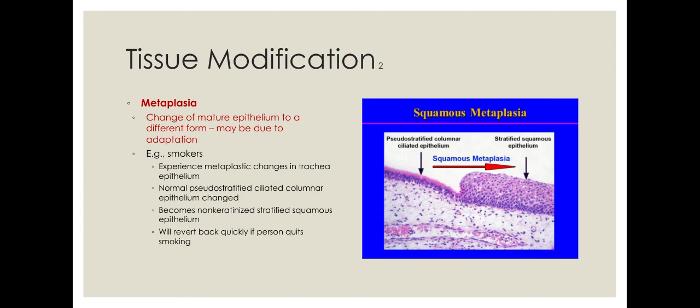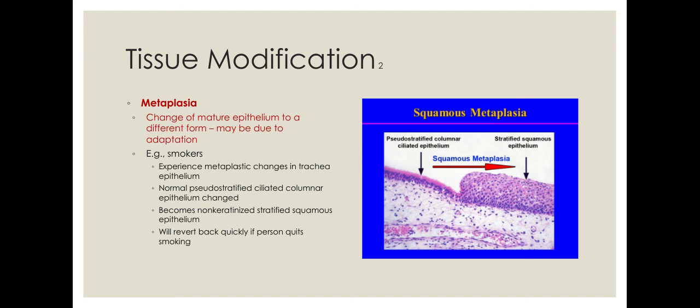Let's talk a little bit about tissue modification or tissue changes that can happen. So the first is you might have something called a metaplasia. And that is when you have mature epithelium that changes into a different form. And this could be caused by something in the environment that the body is adapting to. So this could either be good or bad. It doesn't really matter. It's just something is happening and it's changing.